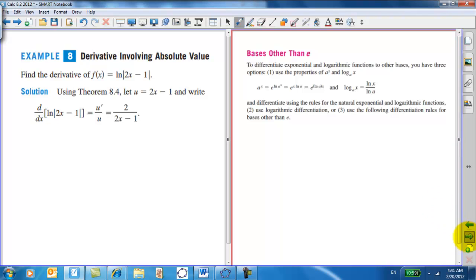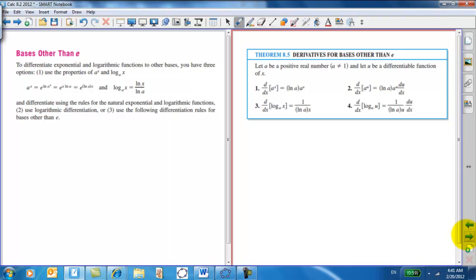Now if you have bases other than e, here's the derivatives of the exponential powers that we looked at. And basically, it's based on this chain rule here that you can write a to the x as e to the natural log of a raised to the x. Here, the a is written as e to the natural log of a, to the x. And so the natural log of a becomes a coefficient on there. So as part of the chain rule, you're going to have to multiply by the natural log of a.